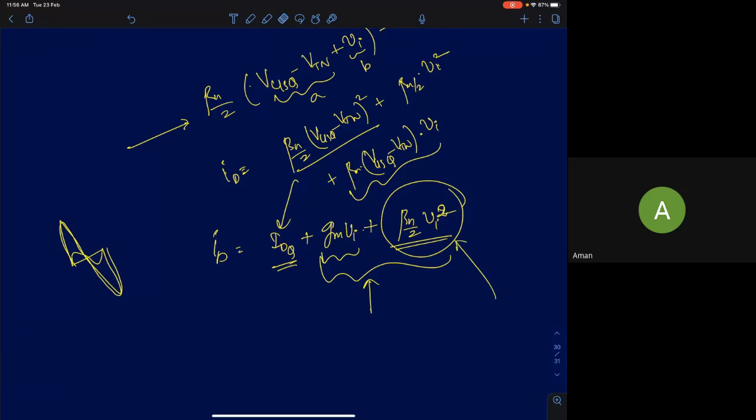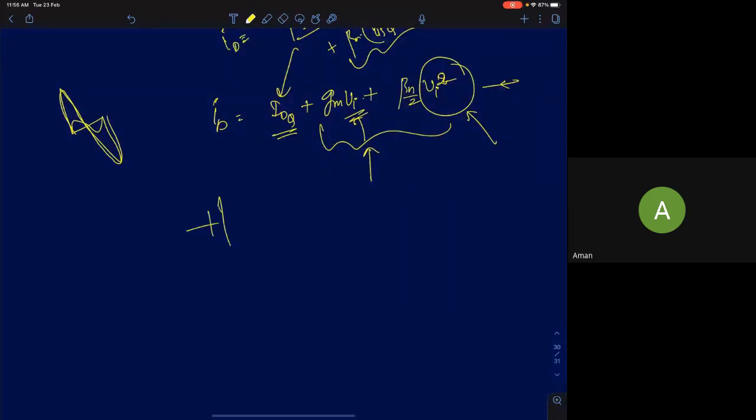But if your input voltage is large, then this will also matter, and the system will become more nonlinear. Look at this: Vi square will start increasing much faster than Vi if your input signal is increasing. That's the problem with having a large input.